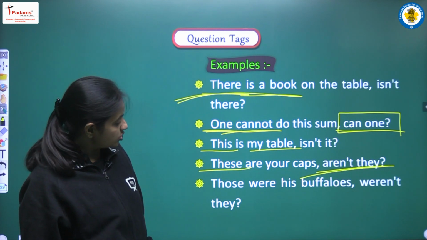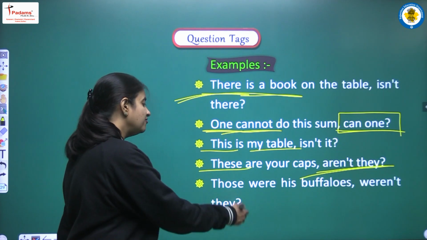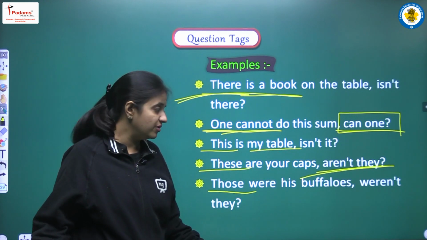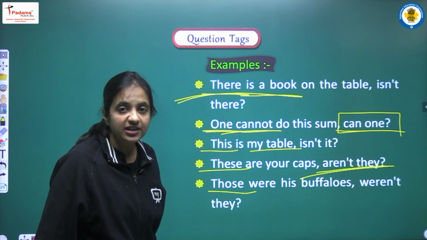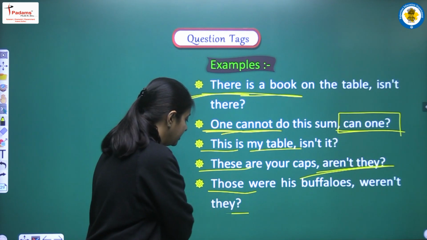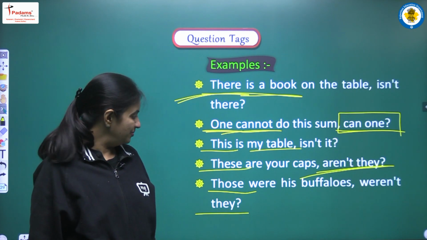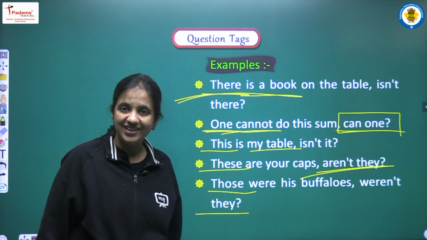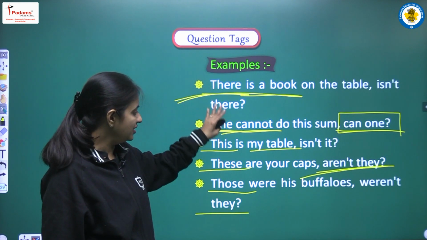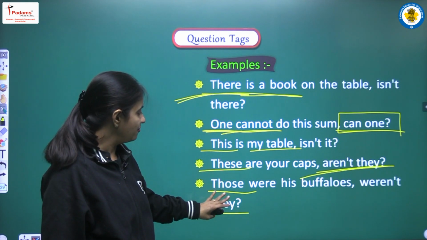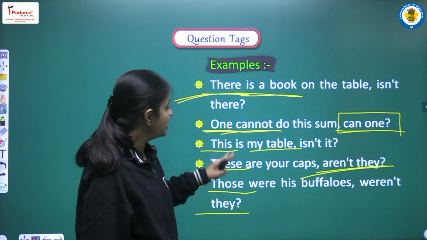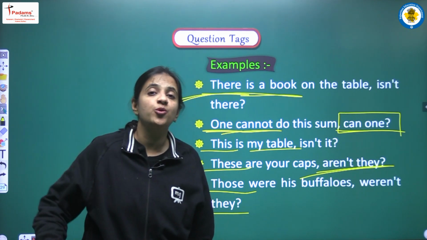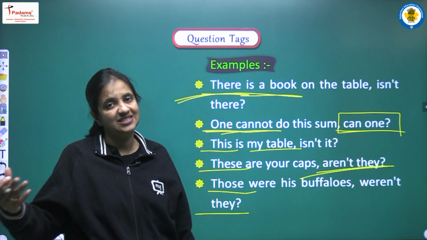Next is, those were his buffaloes. Again we have "those," and we are talking about the buffaloes, again plural. So here we use the question tag weren't they, okay. And the complete sentence will be: those were his buffaloes, weren't they, okay. So just remember these words, that if we have any one of these words, this is how we add the question tag, or we can say how we add the appropriate pronoun for these subjects.